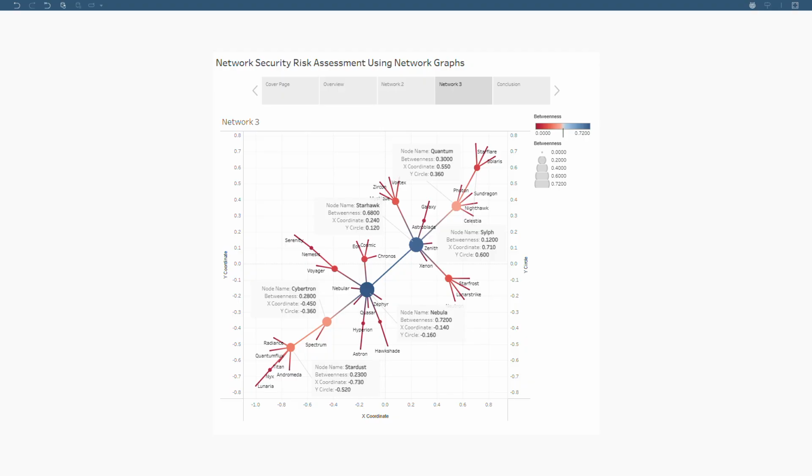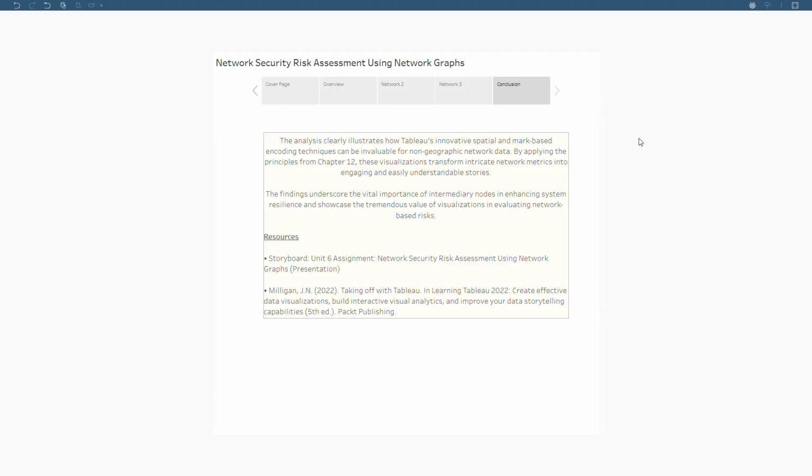So in conclusion, Network 2 represents moderate risk, while Network 3 poses a high cybersecurity risk, despite having the same workforce size. And of course, this conclusion here speaks highly to that. And by applying the principles we learned in Chapter 12, these visualizations transform intricate network metrics into engaging and easily understandable stories.